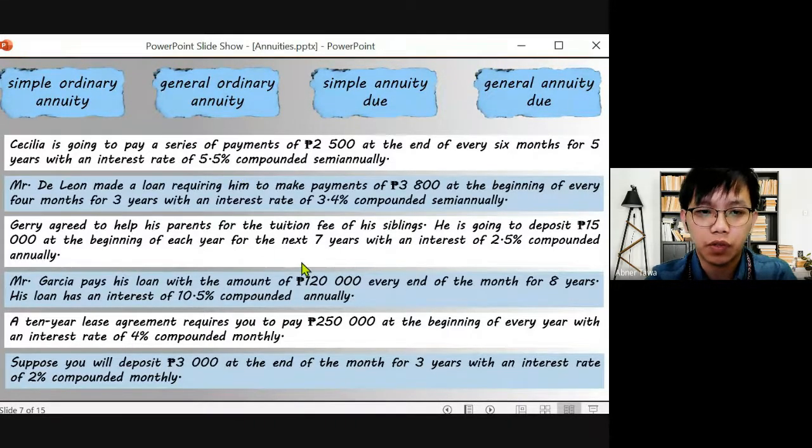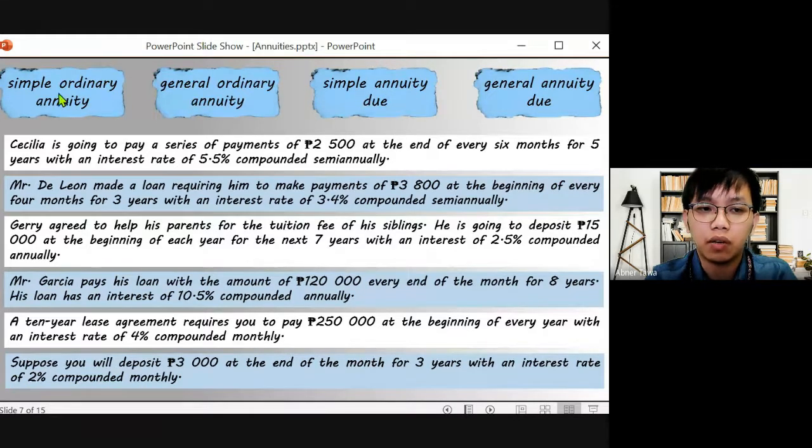So, it's very important that you know how to determine what type of annuity is the given problem, kung saan sila nagpo-fall dito. It's because magkakaiba yung way of solving ng apat na to. Same with the deferred annuity. So, iba ang way of solving yung simple ordinary annuity sa general ordinary annuity. Magkaiba din yung simple annuity due way of solving sa ordinary annuity. Okay, so magkaiba ang formula ng ordinary annuity sa annuity due.